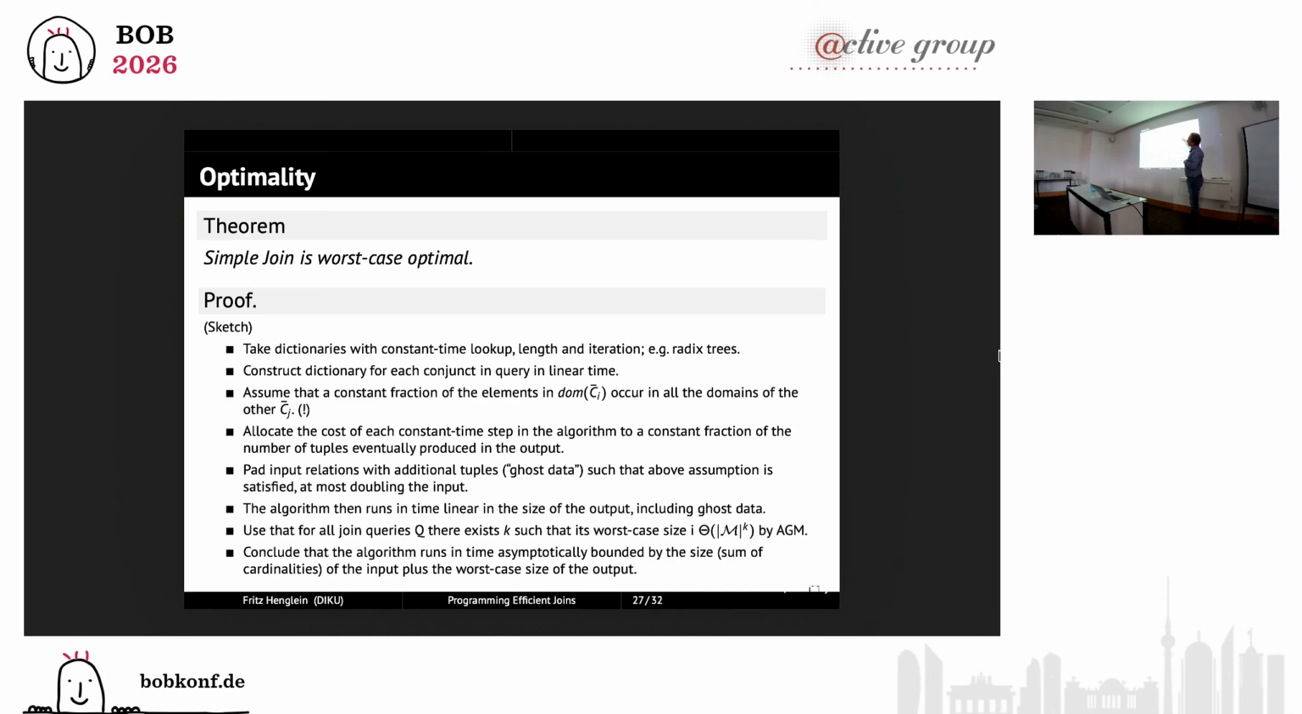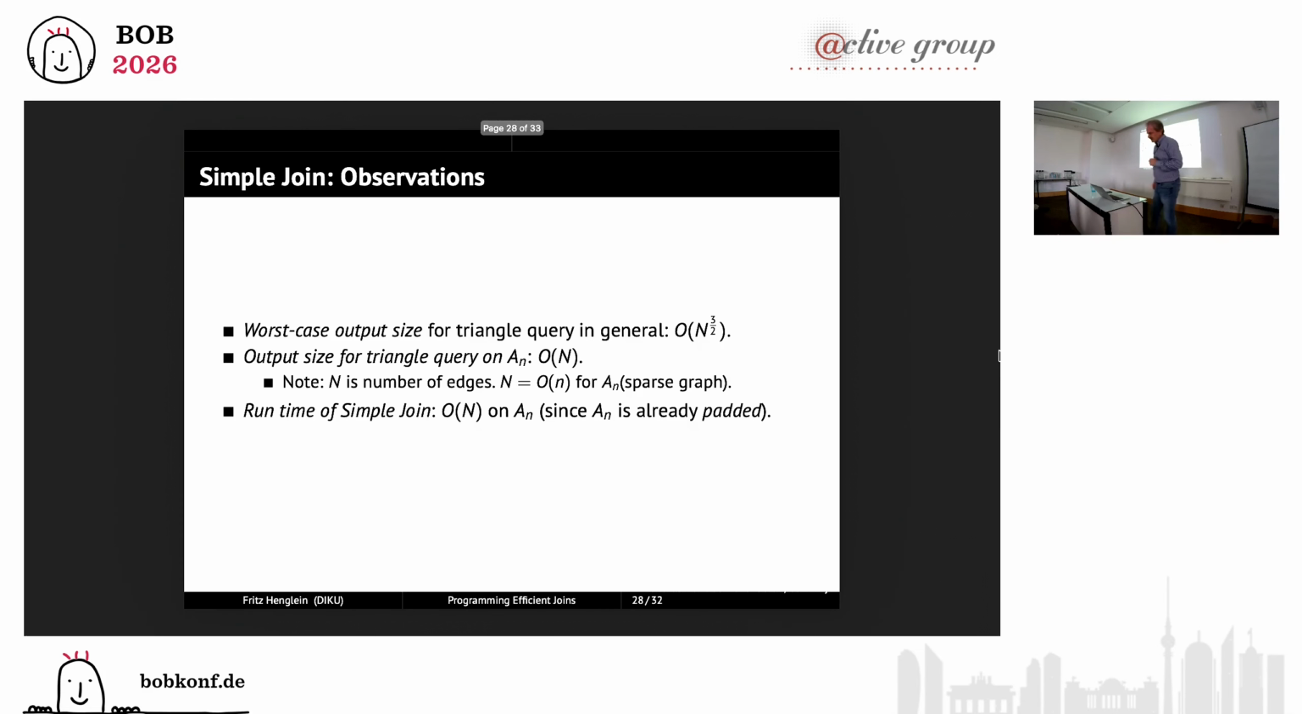So, simple joins, worst case optimal, okay? Here's a sketch of the proof. As I said, it took a lot of time, this is a completely new proof of worst case optimality for those of people who have actually looked at the algebraic combinatory geometry proofs. So, let's make some observations. The worst case output size for the triangle query is in general n to the 3/2.